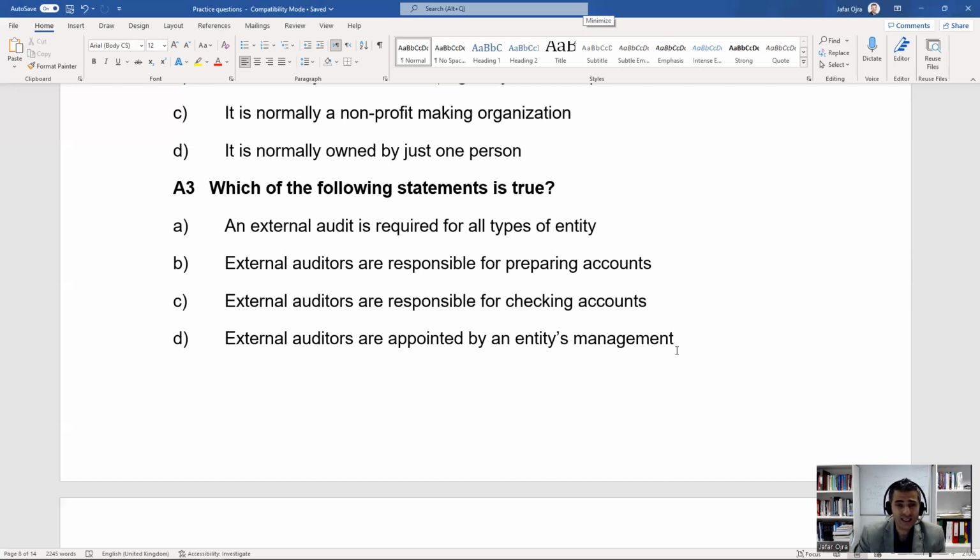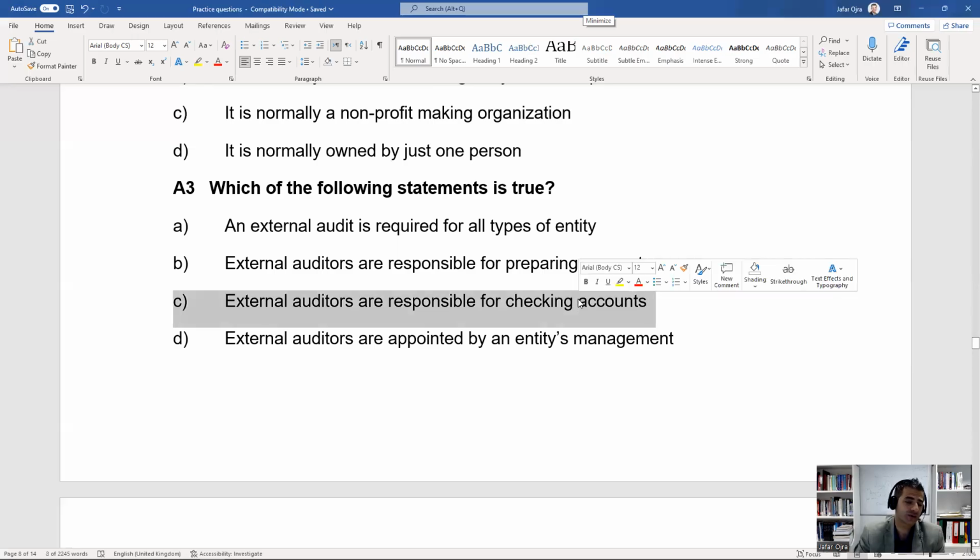And the last one, C, the external auditors are responsible for checking accounts. And that is true. So C is true, and that's their job, to check the accounts. They see if the accounts reflect the true and fair value and that there is no fraud or manipulation.